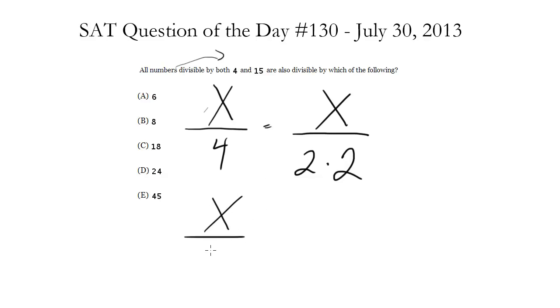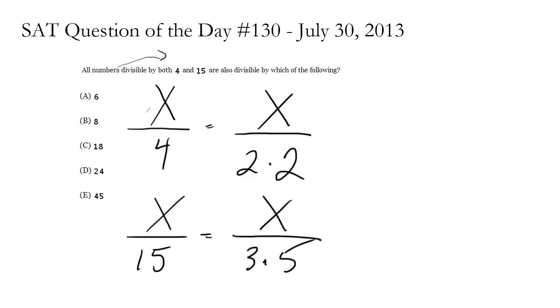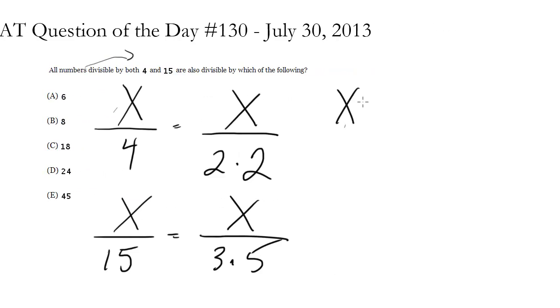And since we know that x is also divisible by 15, that's the same thing as saying that x has factors of 3 and 5 in it. So at the very least, our x has got to be 2 times 2 times 3 times 5, right? At the very minimum, this is what this number's got to be. It's got to be divisible by 2 and 2 to cancel out those factors, and also divisible by 3 and 5 to cancel out those factors. So that's the minimum of what this number is divisible by.